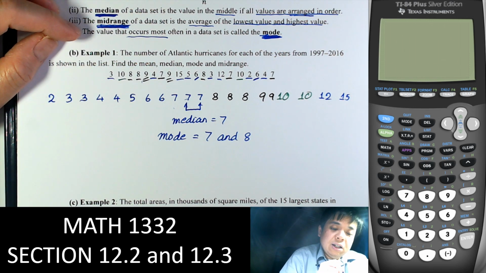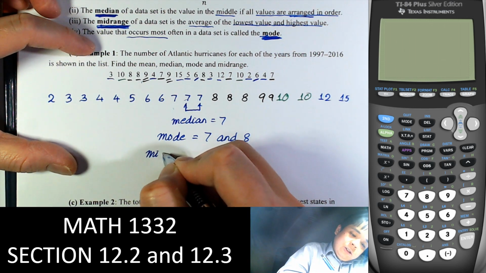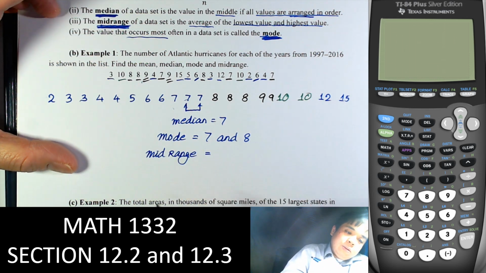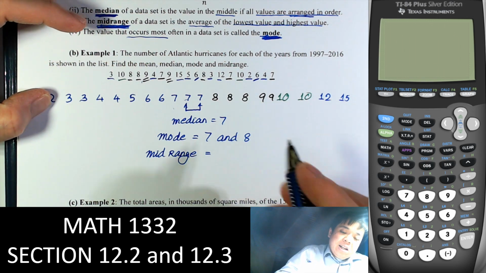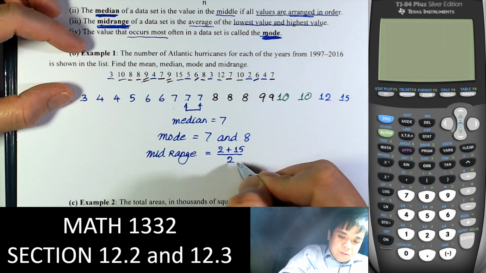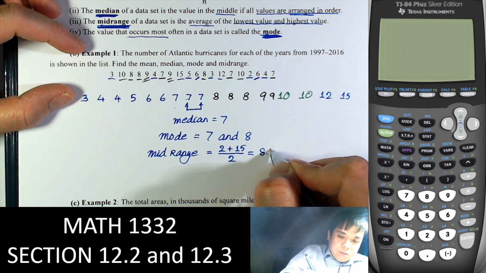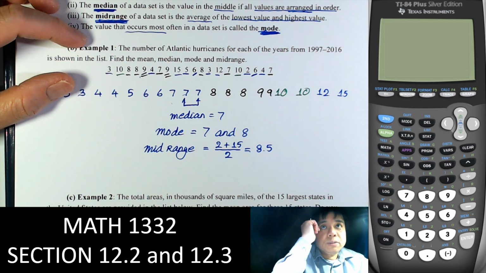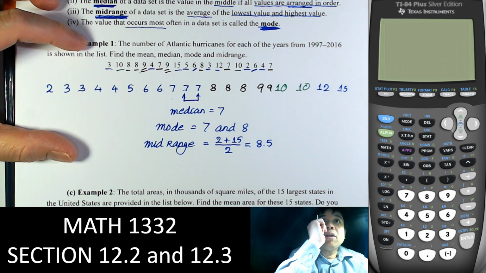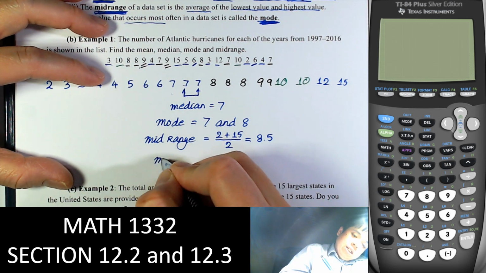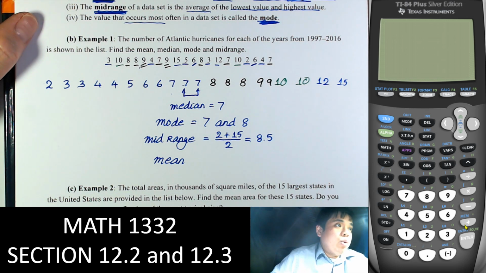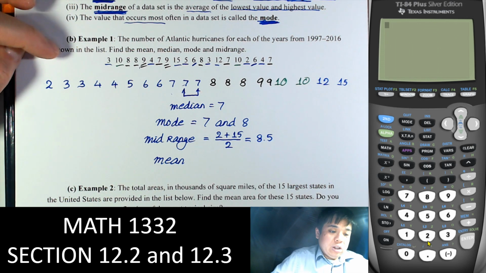And then the mid-range: add the highest and lowest and divide by 2. And then the last one, the mean. For this one we use a calculator. There are 20 of them for sure.